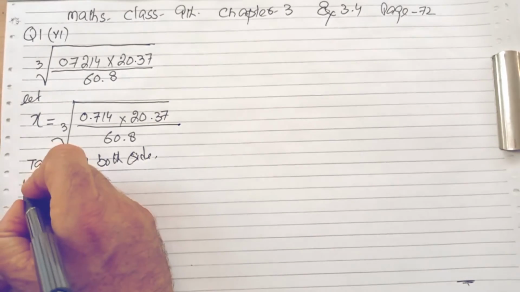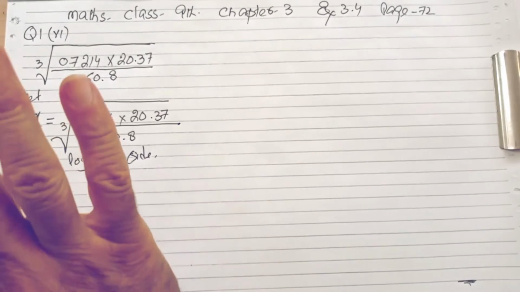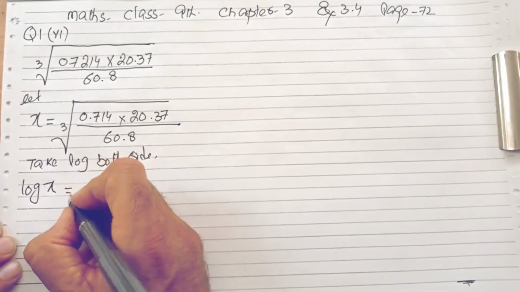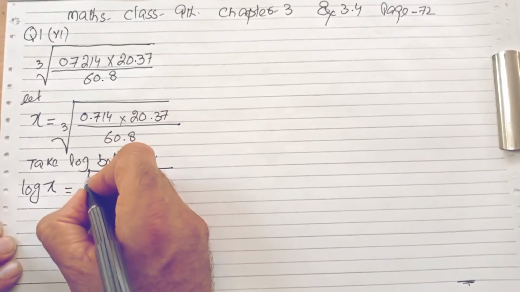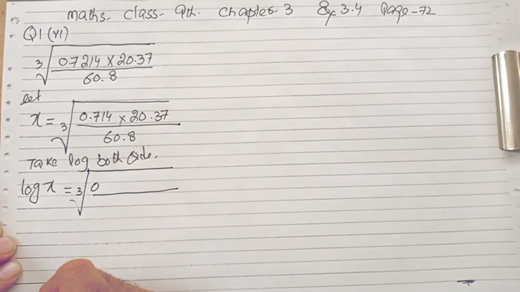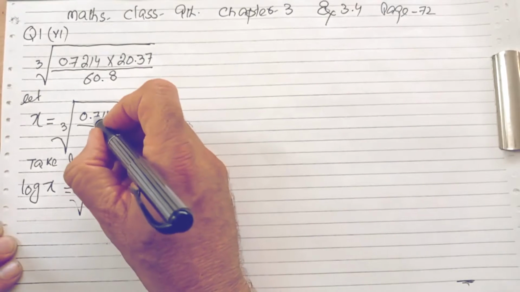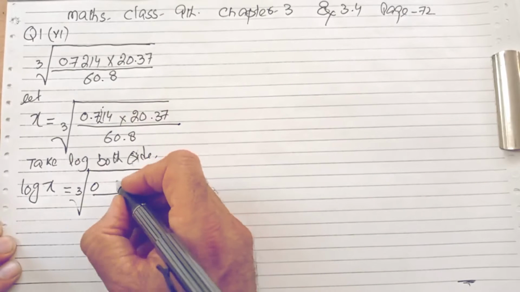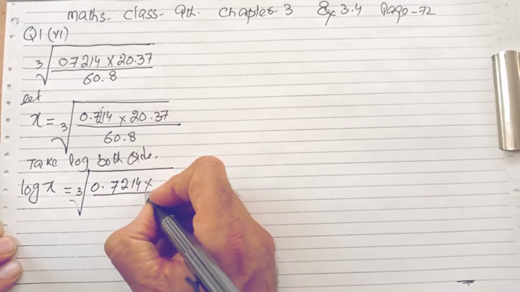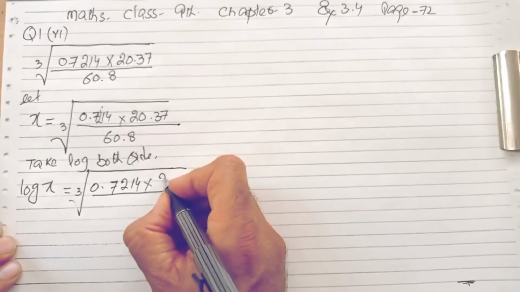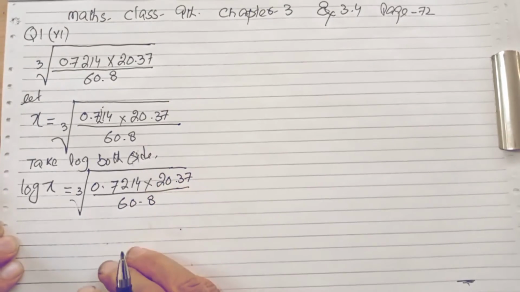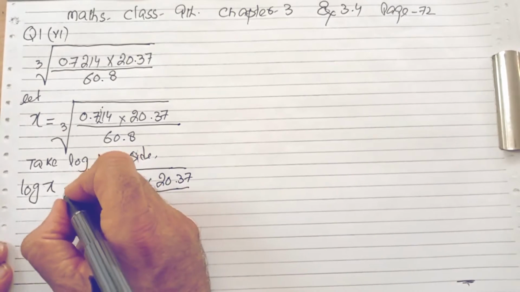So you have only taken log, nothing more. The remaining question will be the same: log x, and then the cube root of 0.7214 and 20.37 and 60.8, and you have taken log over here.